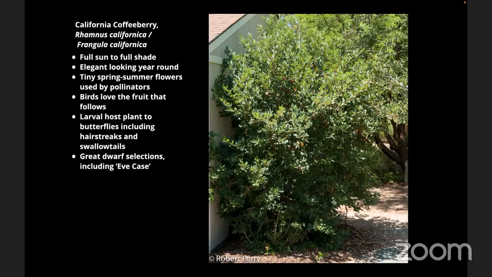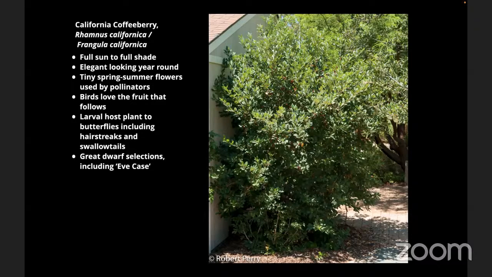They have tiny spring to maybe early summer flowers that are adored by pollinators. You don't really see the details of flowers from far away because of how small they are, but they're lovely up close. Birds absolutely love the fruit that follows. Really important fruit for medium-sized songbirds like mockingbirds and jays, but they're also enjoyed by smaller birds like some of the sparrows that will actually sit and peck at this medium-sized round fruit. And it's almost like they're hitting a punching bag, kind of funny to watch. But yeah, the fruit is really important bird food. Larval host plant to many species of butterflies.